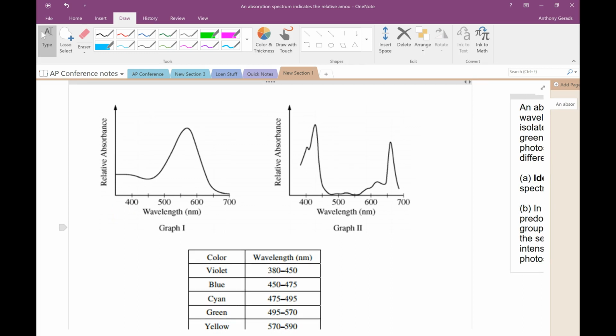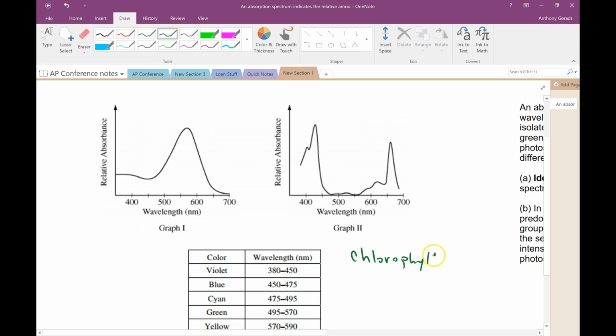Remember, when we were talking about this, it said that chlorophyll was green. Oh, that's not green. That's blue. That's green. I thought you were trying to spell green. So chlorophyll is green, and we said that bacteriorhodopsin, I'm just going to put Bact, was purple. Okay, so Bact was purple.